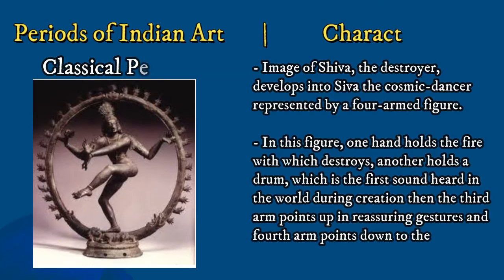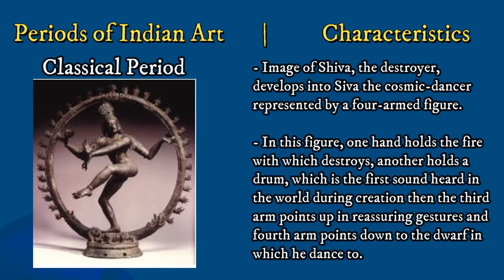Classical period: the image of Shiva, the destroyer, develops into Shiva, the cosmic dancer, represented by a four-armed figure. In this figure, one hand holds the fire with which he destroys. Another holds a drum, which is the first sound heard in the world during creation. Then the third arm points up in a reassuring gesture, and a fourth arm points down to the dwarf on which he dances.